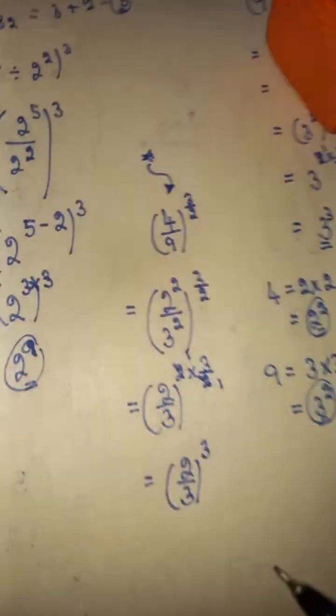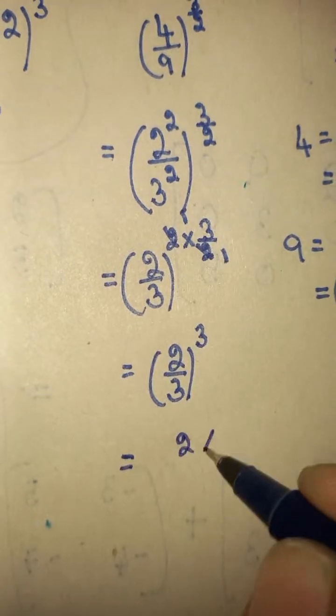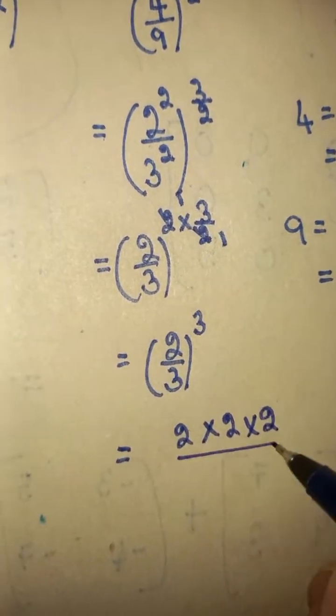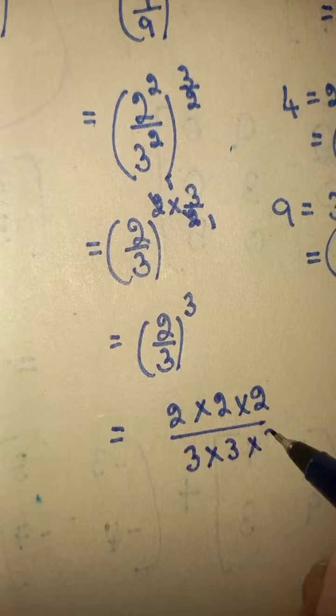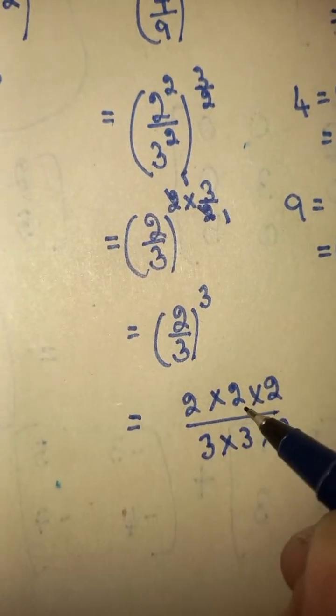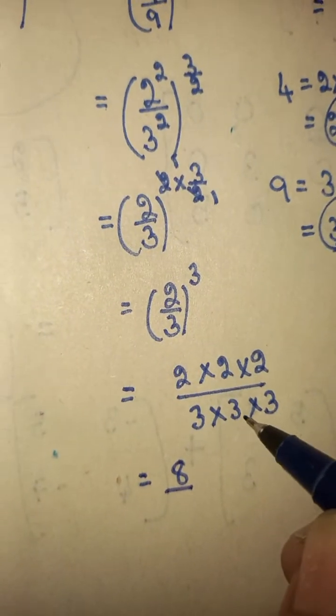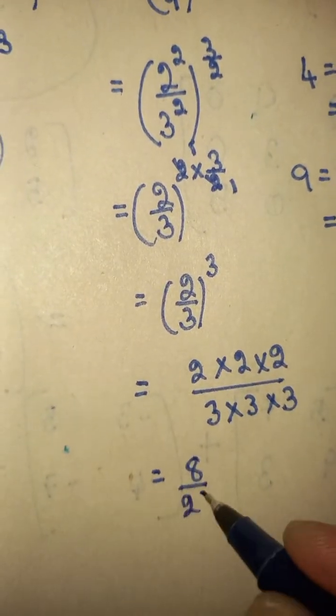Or you can even multiply it out. 2 by 3 whole cube can be written as 2 times 2 times 2 in the numerator, and 3 times 3 times 3 in the denominator. 2 times 2 is 4, 4 times 2 is 8. Below, 3 times 3 is 9, 9 times 3 is 27. So it is 8 by 27.